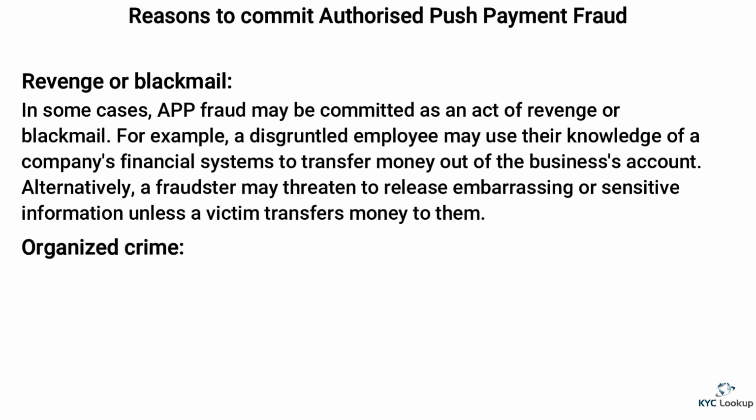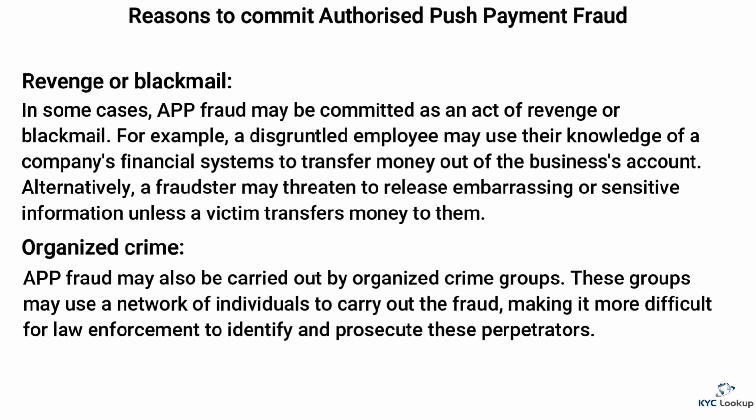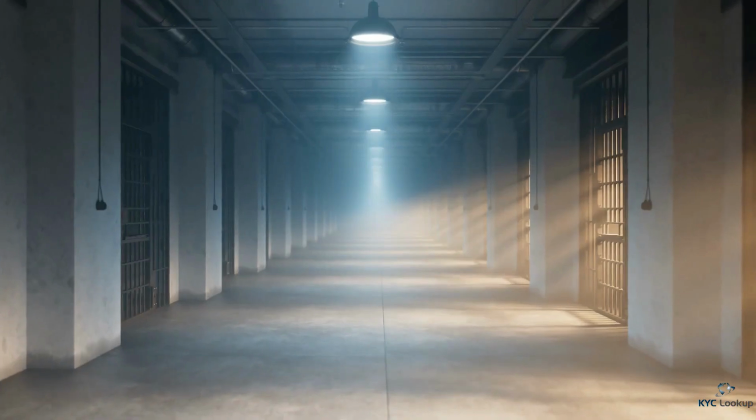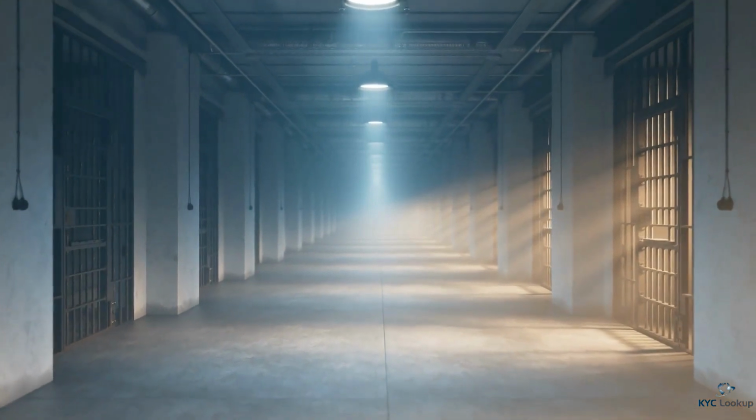Organised crime. APP fraud may also be carried out by an organised crime group. These groups may use a network of individuals to carry out the fraud, making it more difficult for law enforcement to identify and prosecute these perpetrators. Overall, the motivations for committing APP fraud are varied and complex. However, it is important to remember that this type of fraud is a serious crime that can have devastating consequences for victims.